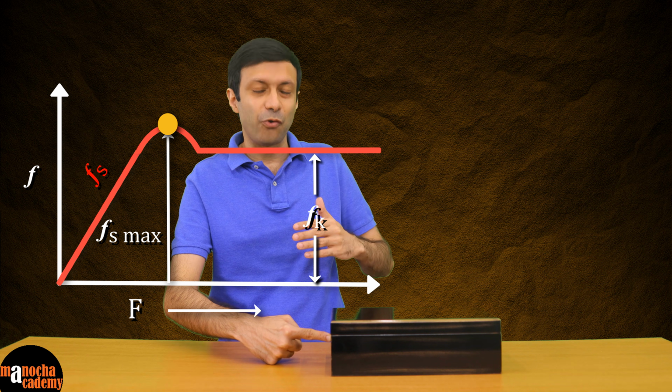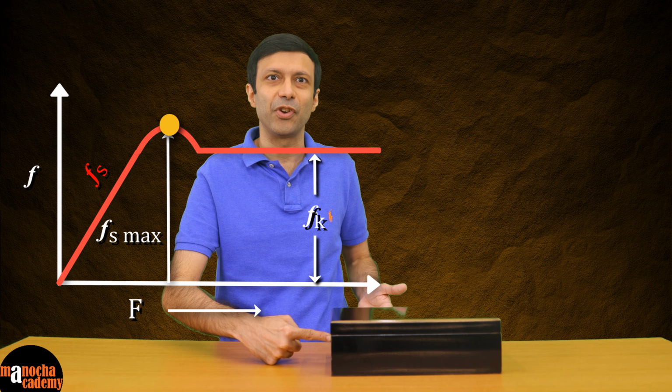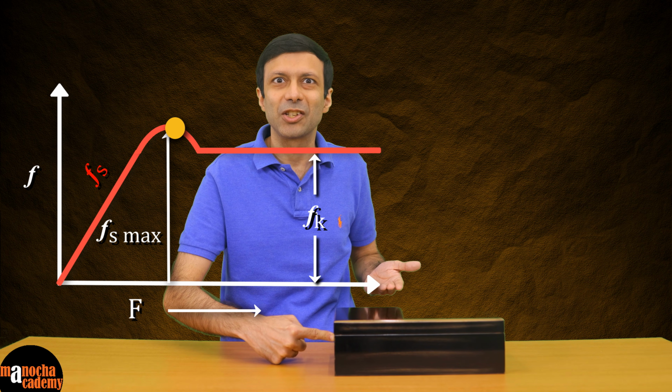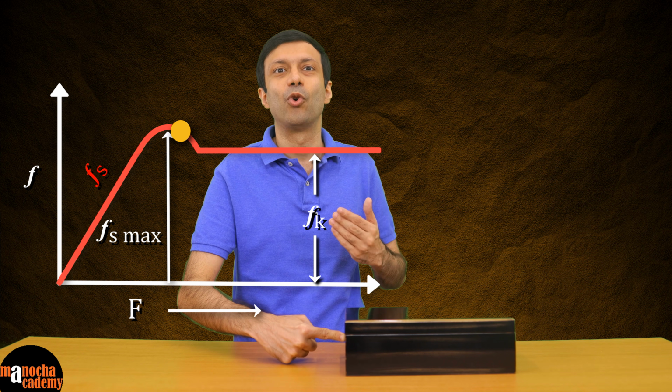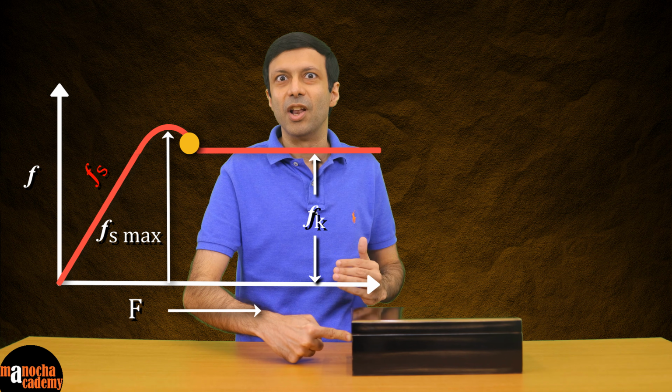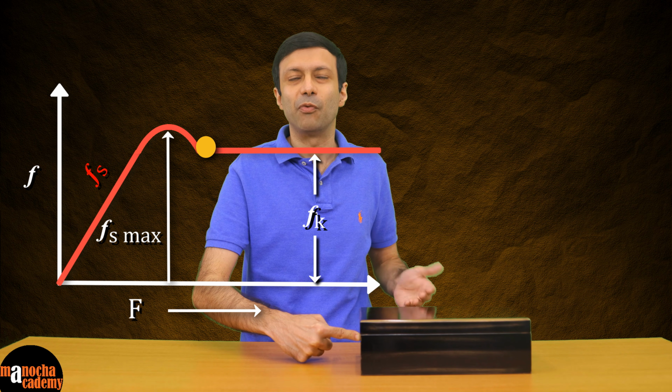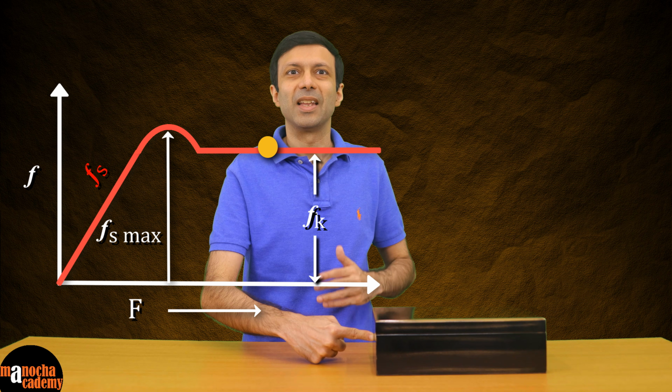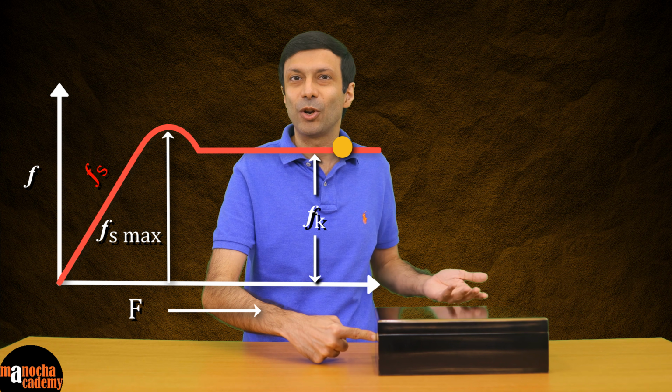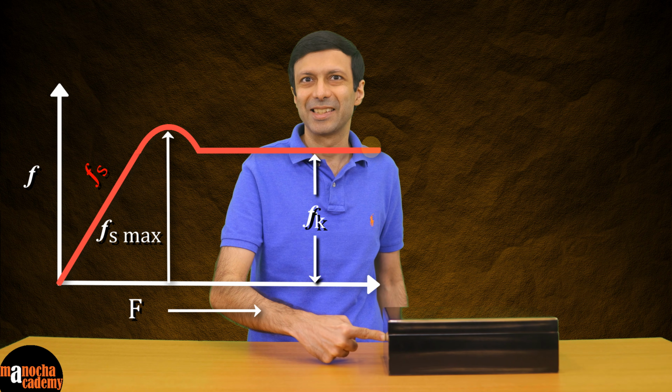So if the applied force is greater than the limiting friction, the body starts to move and the friction force will now reduce. Now once the body is in motion, the friction force is constant. And that's why the graph is a horizontal straight line like this.